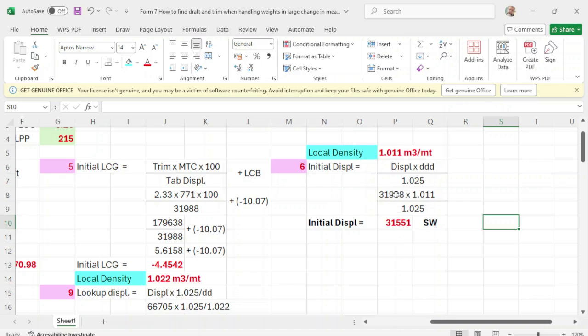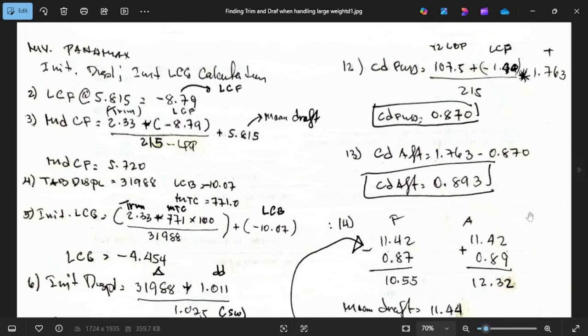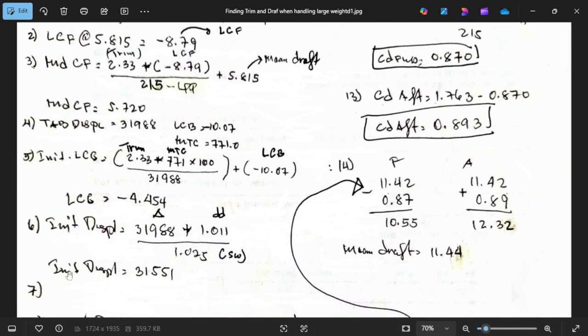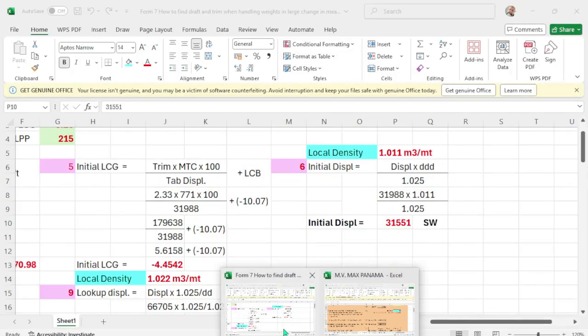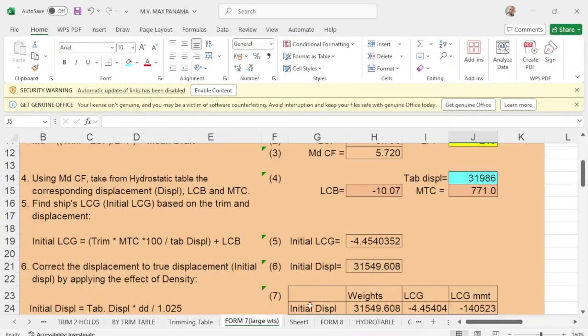Okay, done. Number 6, the initial displacement, is 31551. And number 6 here is 31555 if you round it off. So we have already answered number 6.